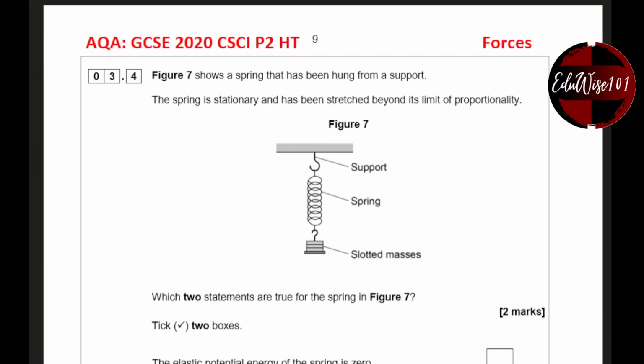Next part. Question 3.4, figure 7 shows a spring that has been hung from a support. The spring is stationary and has been stretched beyond its limit of proportionality. Now, if it's gone beyond the limit of proportionality, that means the spring is deformed. It's not going to go back to its original length if the masses are removed from here. Because it's stationary, the downward force because of the weight of the masses is equal to the upward force because of the tension in the spring.